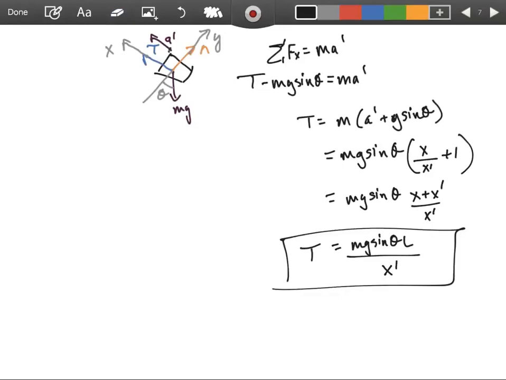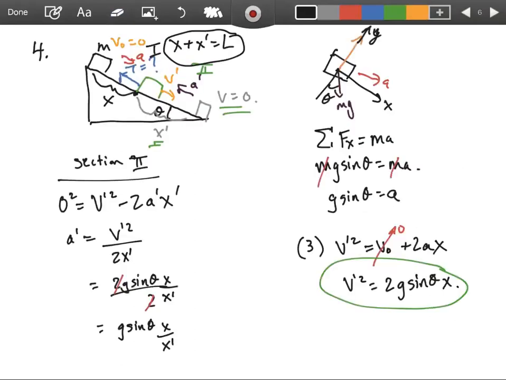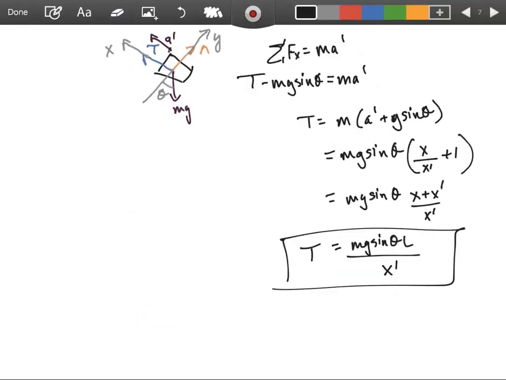Okay, so notice in this problem, I had to do multiple things. Going back to section number 1, first I had to find the acceleration, so I had to use forces. Then I had to find the velocity v prime, so I had to use kinematics. Then in section 2, I had to find the acceleration using kinematics, so I can use kinematics to solve for a prime. And then to finally get the force, going back to section 2, I have to use the sum of the forces to get the tension. A lot of steps have to happen.